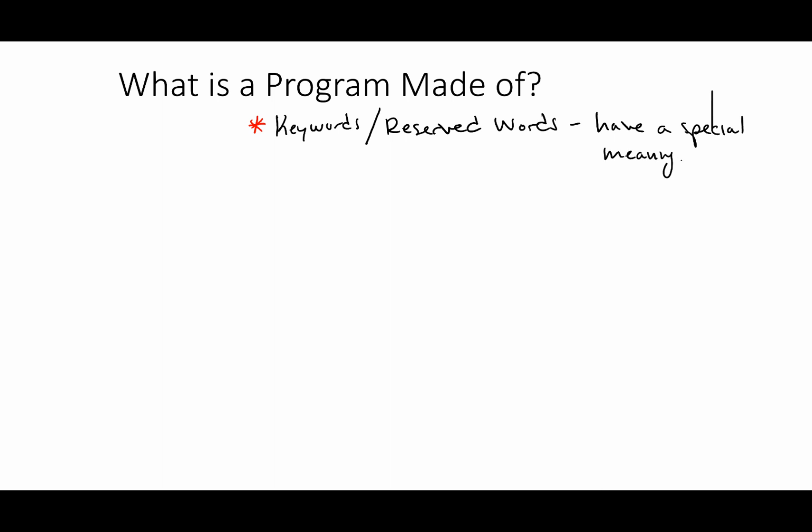So first of all, programs have what's called keywords, or these are also called reserved words. These are words that have a special meaning in the programming language, and they can only be used for their intended purpose. We're going to get specifically into the keywords and reserved words for C++, but the point here is that all programming languages have certain keywords or reserved words. These are just words that have a special meaning.